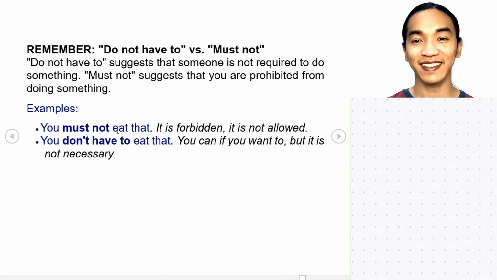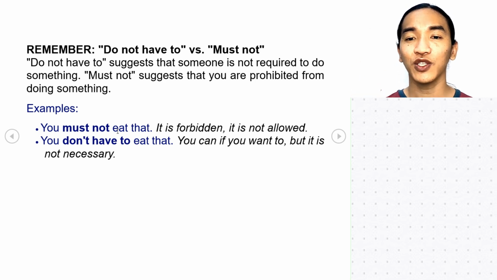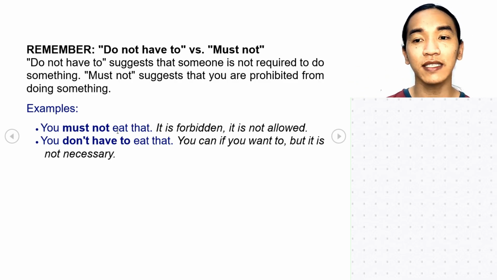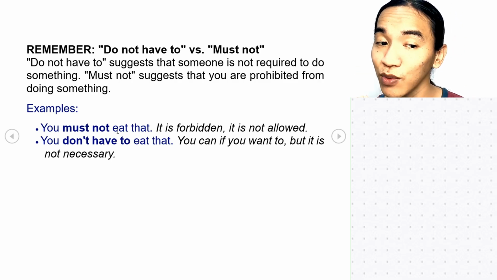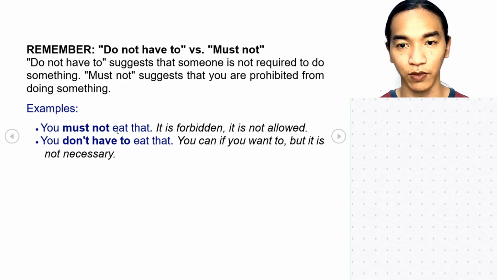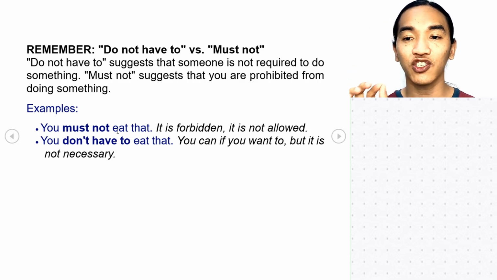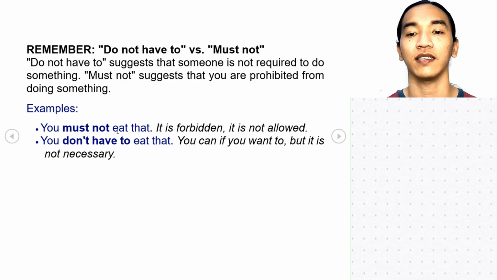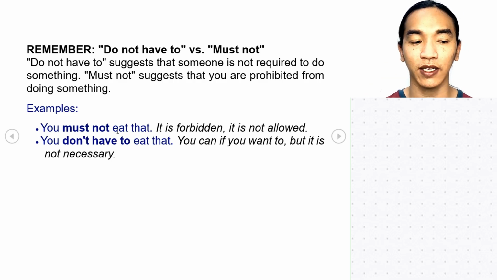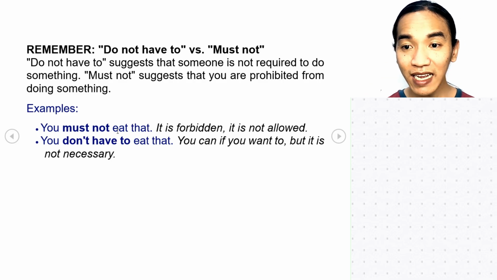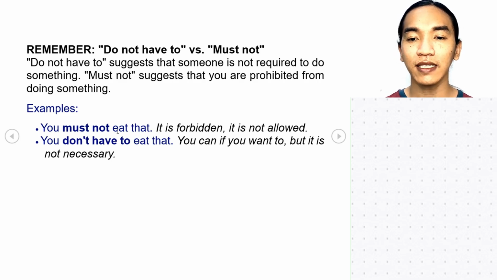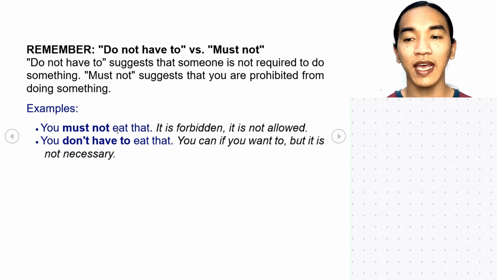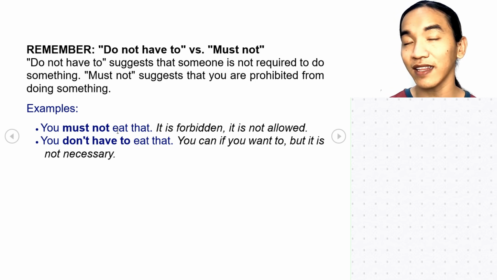All right, so remember, don't have to versus must not. Don't have to, as previously discussed, suggests that someone is not required to do something, but they can do it if they want to. But when we use must not, it suggests that you are prohibited from doing it. So you definitely should not, okay, must not do it. Example, you must not eat that. It is forbidden. It is not allowed. Okay. Next, you don't have to eat that. You can if you want to, but it's not necessary.